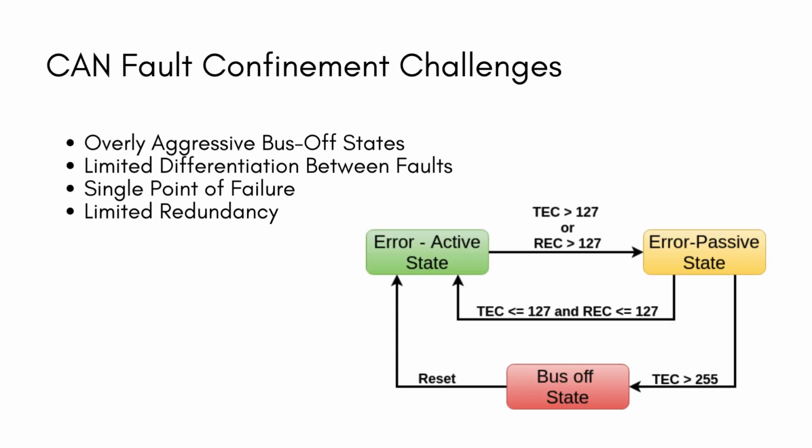The CAN bus's fault confinement mechanism, while intended to maintain stability, has some limitations. First, the system can be overly aggressive, removing functional nodes due to temporary errors like electrical interference. This disrupts system operation unnecessarily. In addition, a single critical node failure can bring down the entire network, creating a single point of failure. Also, the lack of built-in redundancy means the fault confinement system itself can become a point of failure.